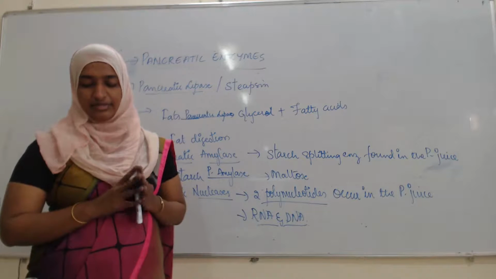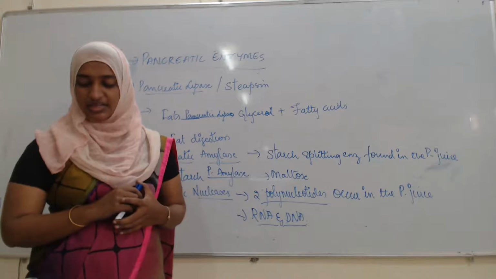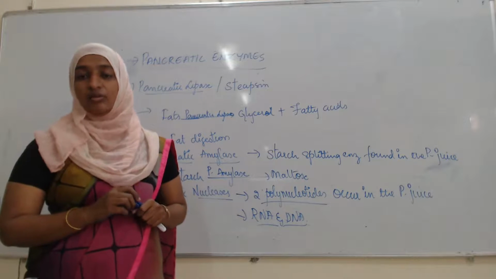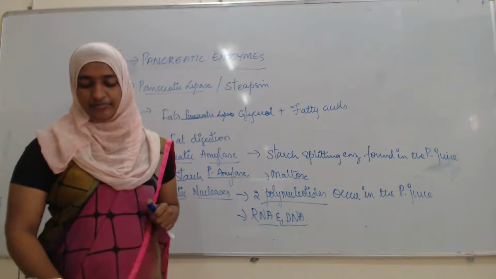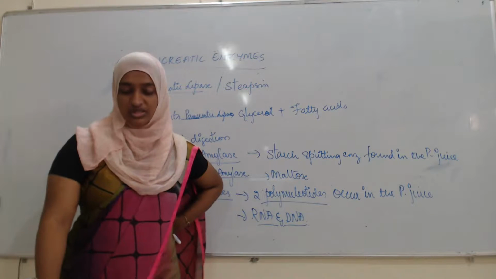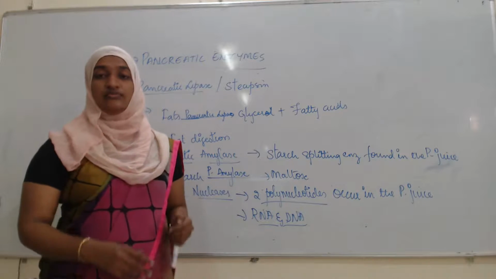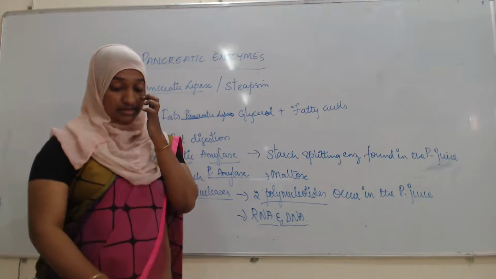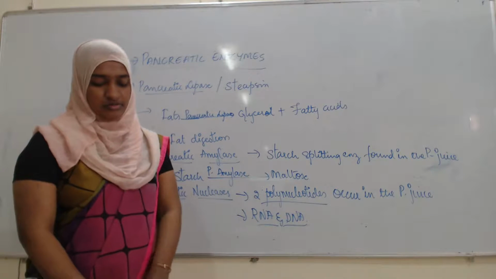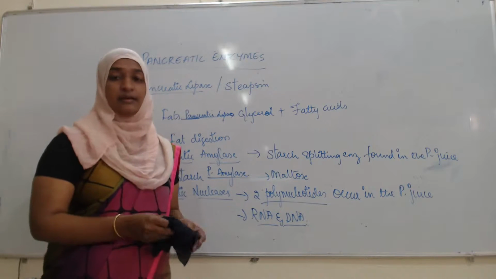Acid, that is chyme, from the stomach enters into the small intestine. It stimulates the cells to secrete a hormone, and that hormone is known as secretin. Here the secretin is absorbed into the blood and carried by the blood to the pancreas, which stimulates the secretion of pancreatic juice. Okay, so this is about the pancreatic juice. Next, we'll go for the next topic, that is the bile.